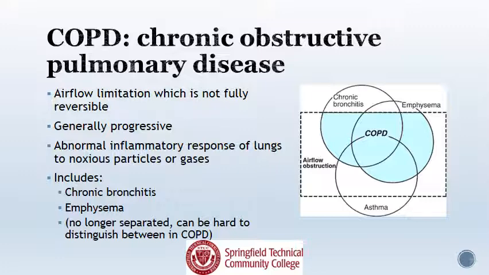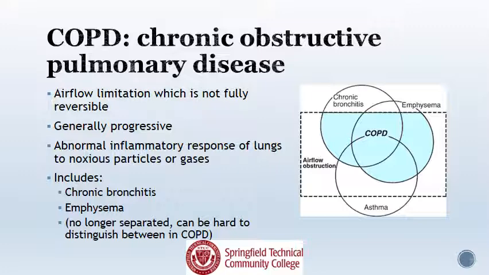It includes the constellation of chronic bronchitis and emphysema. It used to be that you would talk about COPD as a combination of those two things, and it's no longer separated just because it's hard to diagnose which is contributing more to patients who have COPD. Just understand that oftentimes COPD, because it's an obstructive disease, their lungs are not flexible like a healthy person's lungs, and they can't expire completely. And we'll talk about that in the next few slides.